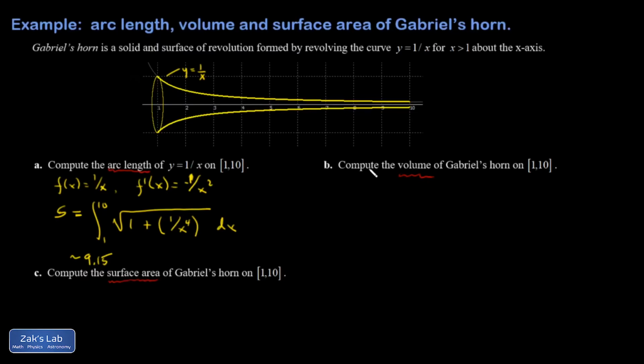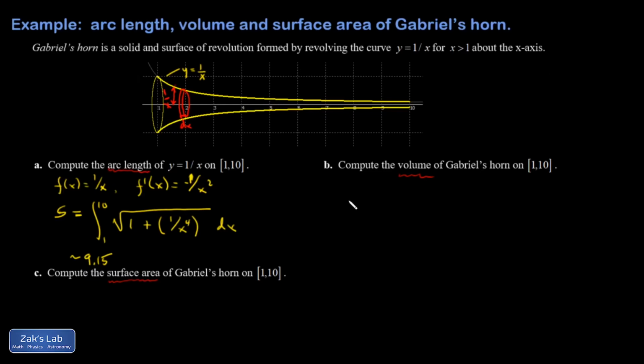Okay, let's get the volume of Gabriel's horn. And it looks pretty natural here to slice into discs. So there's a nice disc. It has a thickness of dx. The radius of the disk, so this dimension, is just the distance between the y-coordinate on the curve and the x-axis. So that's just the y-coordinate, 1 over x.